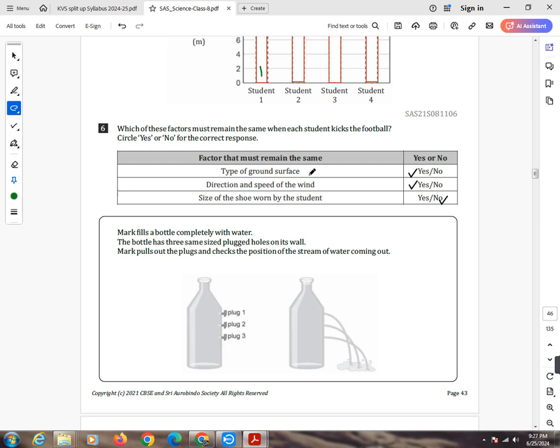Second is direction and speed of the wind. That factor can also make a difference in the distance traveled by the ball in the air. So that factor should remain the same for all. And the third one is the size of the shoe worn by the student. This may be different. Okay, so the answer will be no.